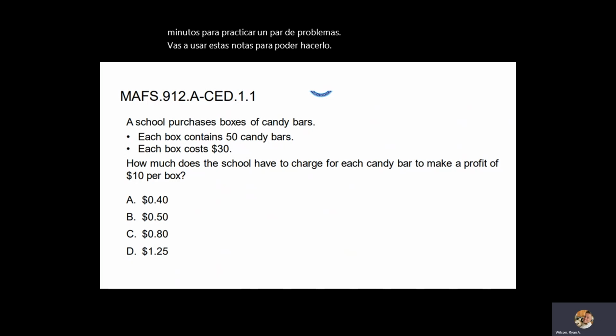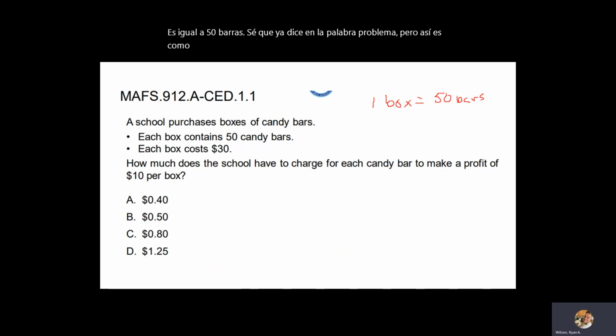All right, so a school purchases boxes of candy bars. Each box contains 50 candy bars. So literally I would put one box equals 50 bars. I know it already says that in the word problem, but this is just how I do my work. One box equals 50 bars. Let's see what else. Each box contains 50 bars. Okay, we got that. Each box costs $30. So one box, 30 bucks.